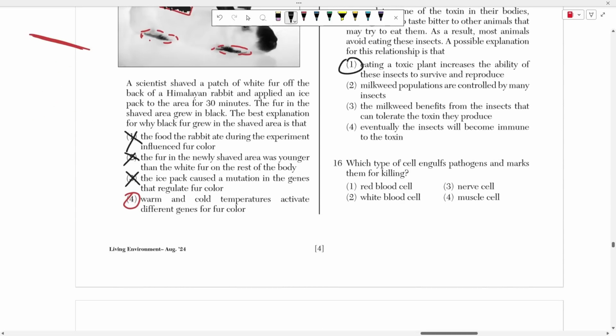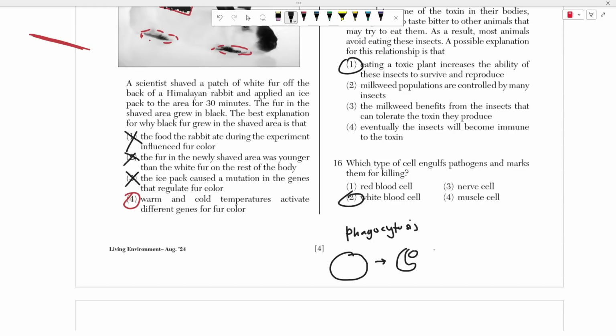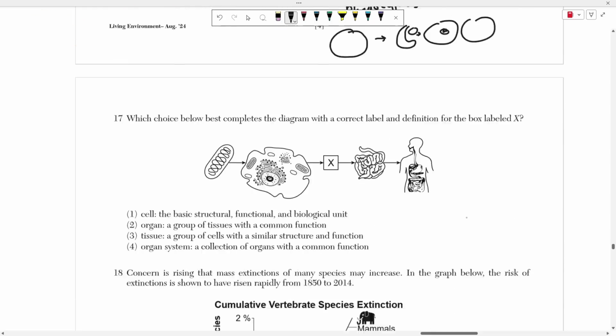16 says, which type of cell engulfs pathogens and marks them for killing? That's going to be a white blood cell. That's called phagocytosis, okay? The white blood cell comes around, it opens up, and it engulfs a pathogen. Engulf means surrounds, so the pathogen is now inside of the white blood cell, and then it dissolves the pathogen inside of the white blood cell.